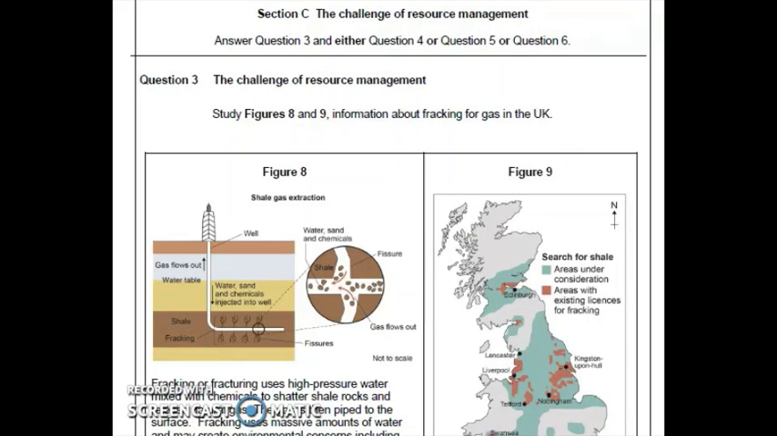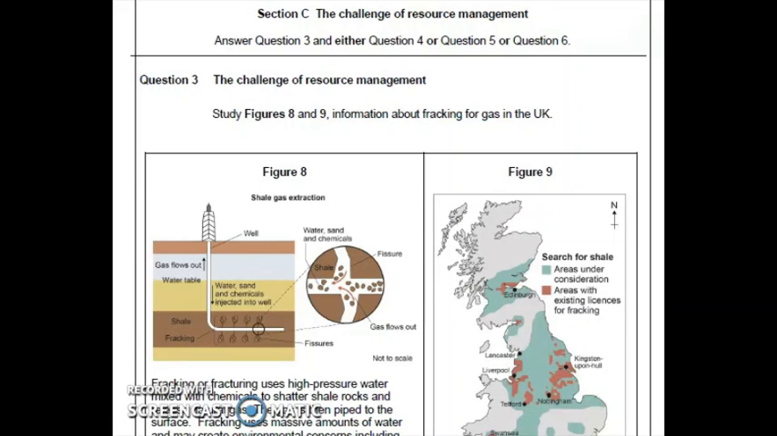Section C. You've got to answer two questions here. Everyone's going to answer question 3, and then depending on what schools have taught their pupils, you've either got to answer question 4, 5, or 6. So first of all, let's start with question 3.